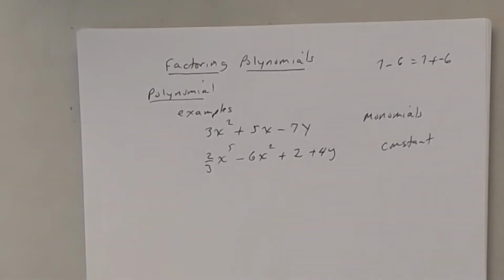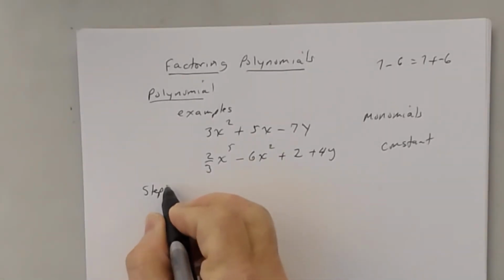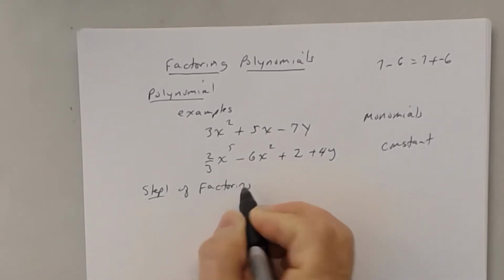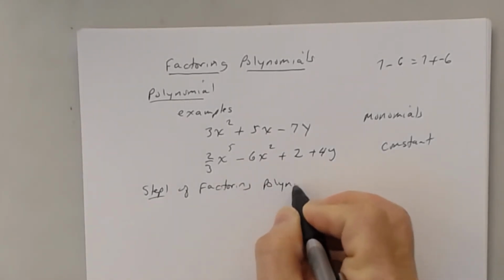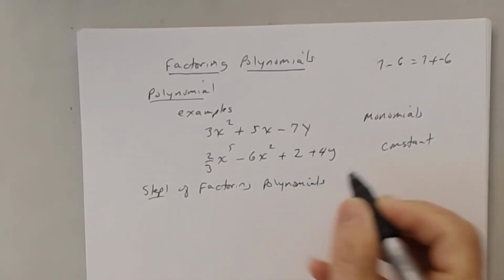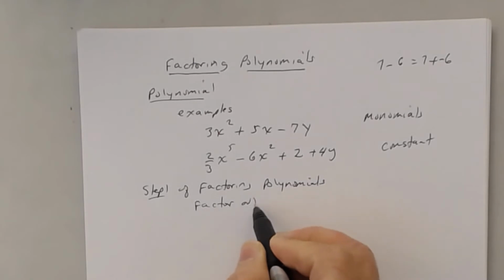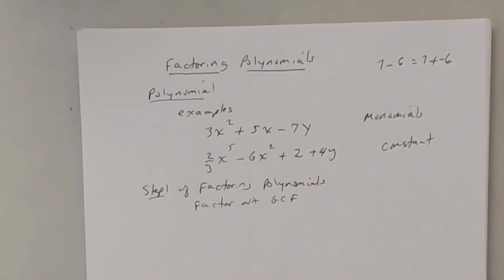All right. Now what we're going to do is start factoring these polynomials. So the first step in factoring is to always factor out the GCF. Step 1, factor out the GCF. Okay? So step 1 of factoring polynomials is to factor out the GCF.